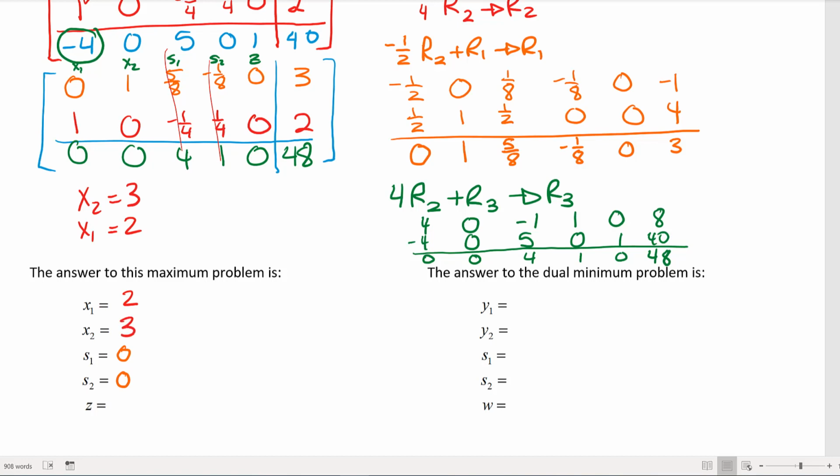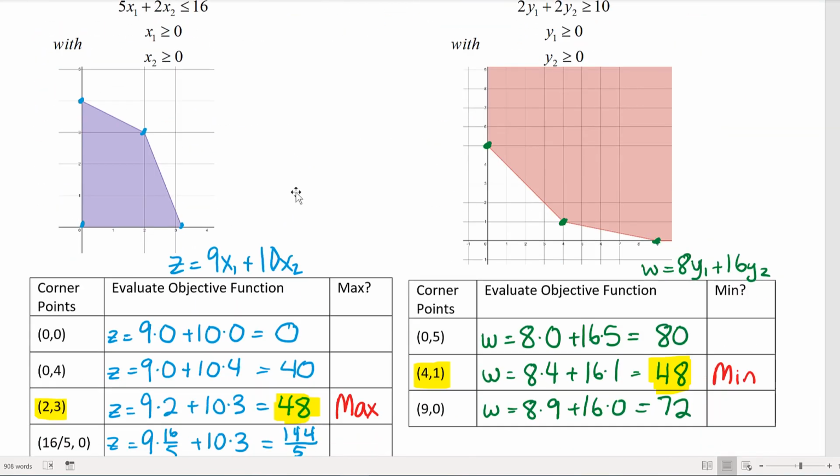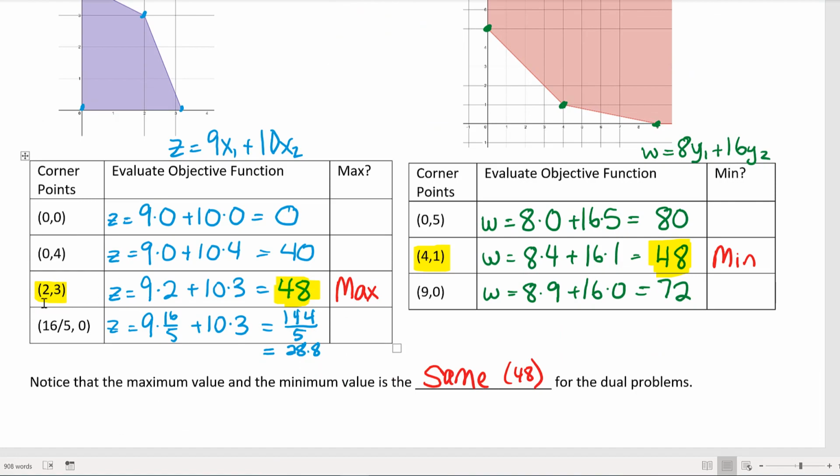And then the third equation has 0x1 plus 0x2. Whoopsie, that's a mistake. That should have been 1 here, so there should have been a 1 there. That was my fault, sorry about that. So I have 0x1 plus 0x2 plus z equals 48. So I have 48 right here. Notice that that's the answer that we found when we were doing it graphically. Going back to the previous page, we found our max to be 48. Where did it occur? When x1 is equal to 2 and x2 equals 3.